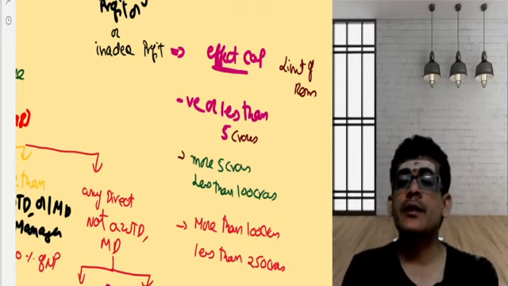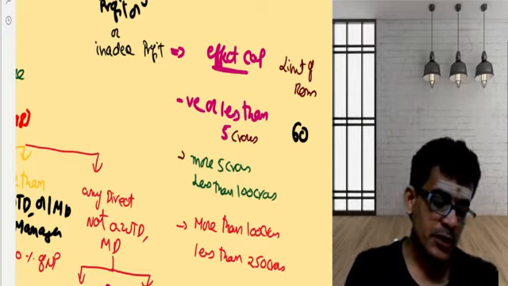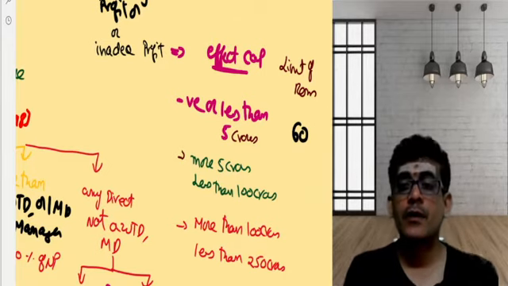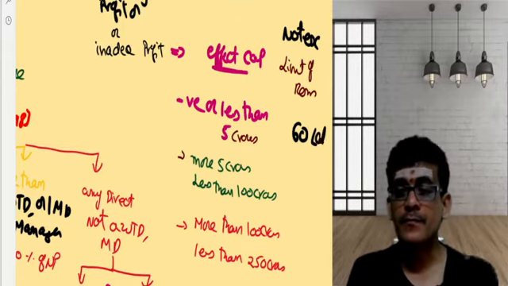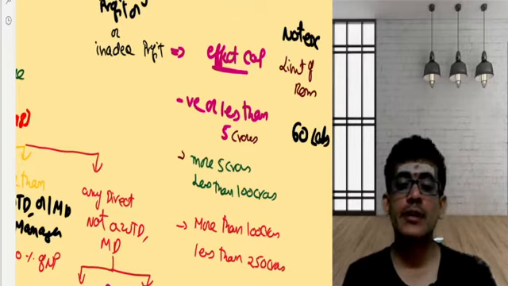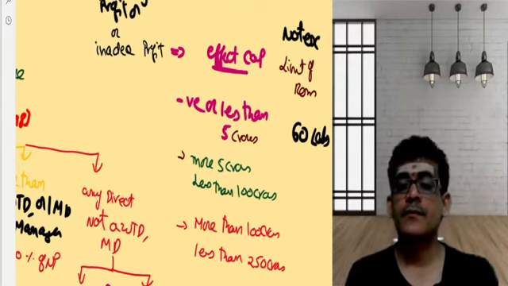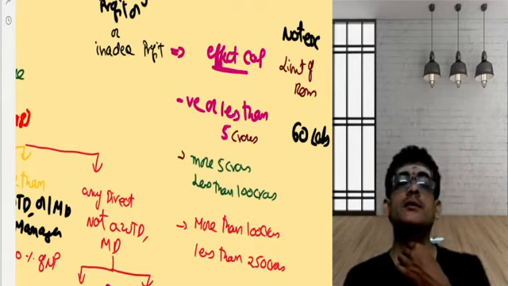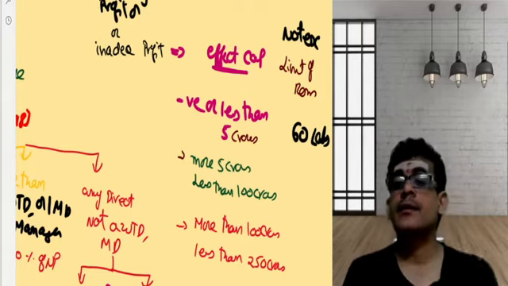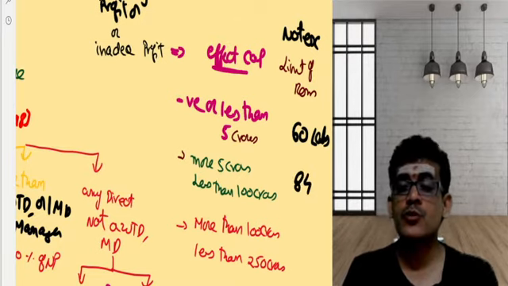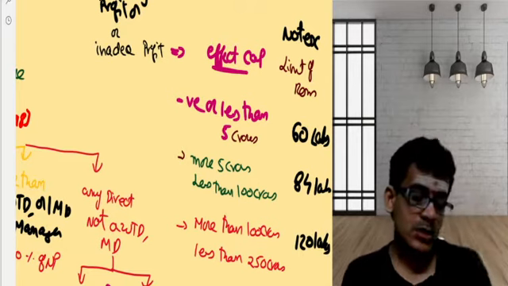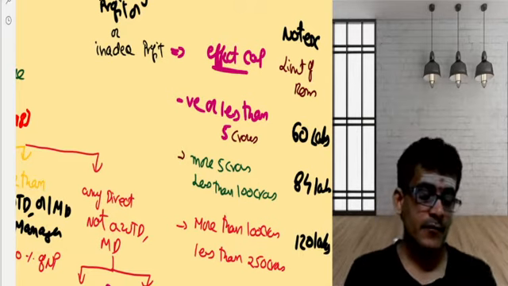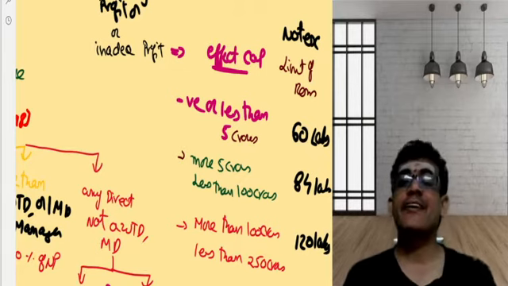Here, for the first limit, the maximum possible remuneration payable should not exceed 60 lakhs. If the effective capital is more than 5 crores but less than 100 crores, then the maximum remuneration payable should not exceed 84 lakhs. In the last case, the maximum possible remuneration should not be more than 120 lakhs. So this is the different limit, which is purely based upon something called the effective capital.